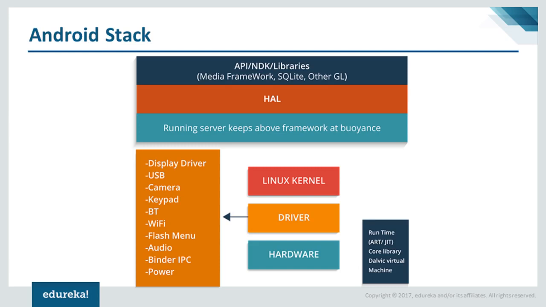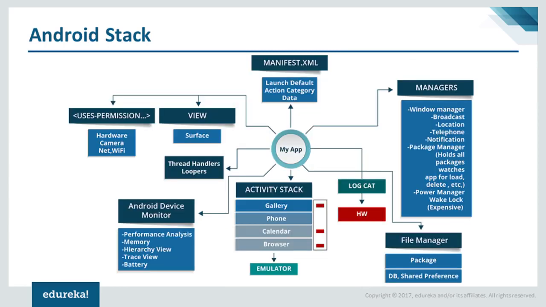And this is all about the Linux kernel and hardware. And guys, you're seeing the runtime, ART and JIT, the just-in-time compiler, and the core library, all that is sitting here as a part of it. And this is how the complete architecture looks. This can be called the Android stack, or it can be called the architecture.